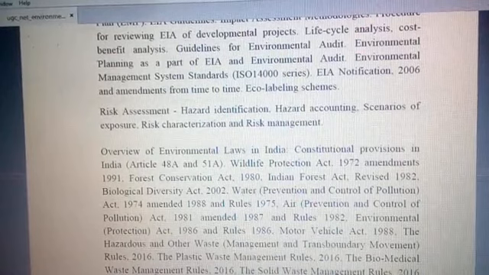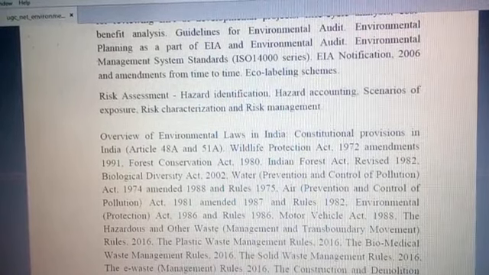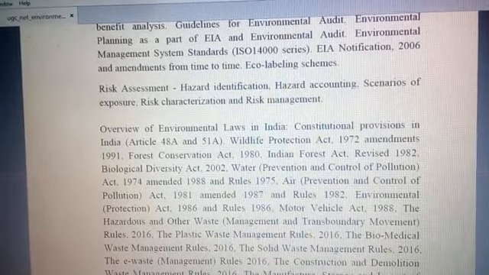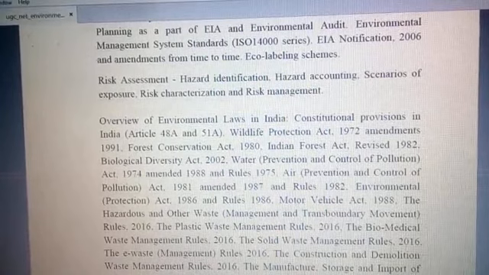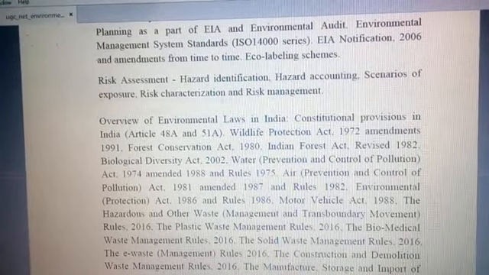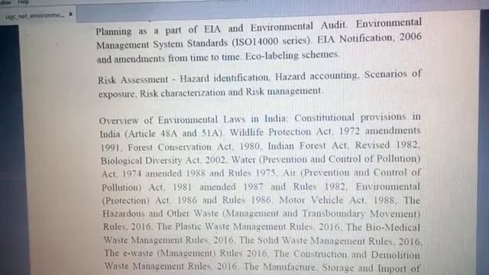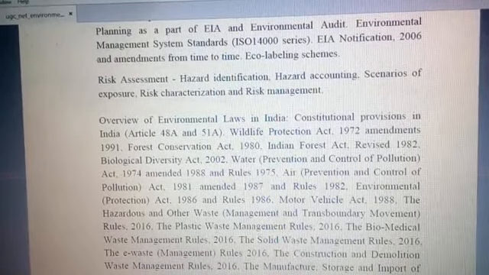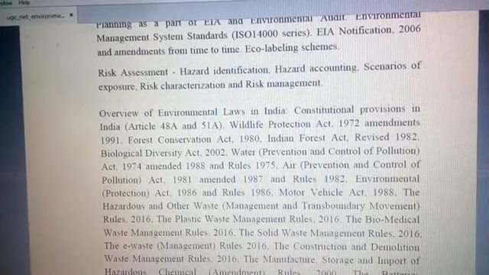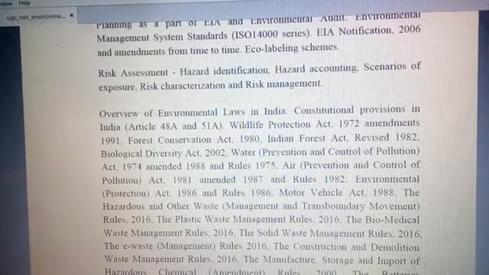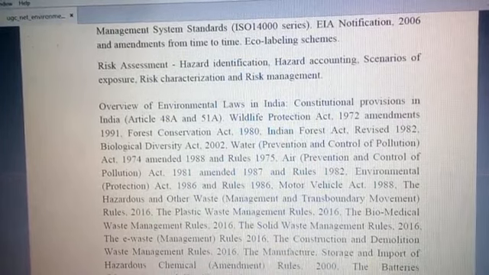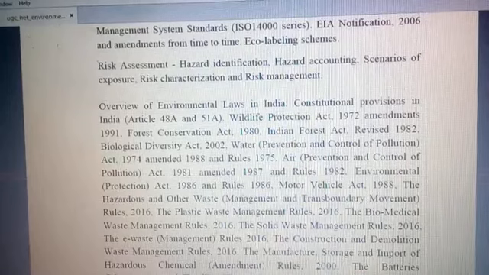The Wildlife Protection Act 1972, amendments in 1991, Forest Conservation Act 1980, Indian Forest Act revised in 1982, Biological Diversity Act 2002, and the Water Prevention and Control of Pollution Act 1974 and Amendment 1988 and Rules 1975. Air Prevention and Control of Pollution Act 1981 amended in 1987 and Rules of 1982. Environmental Protection Act 1986 and Rules 1986.